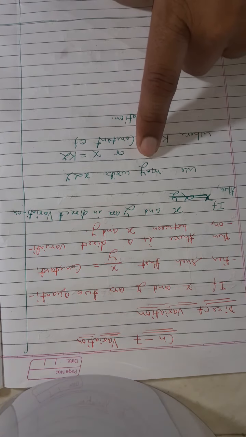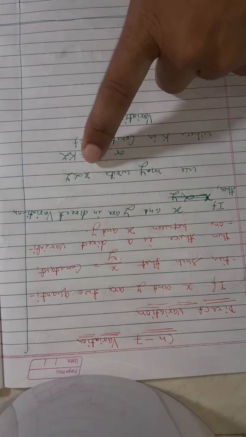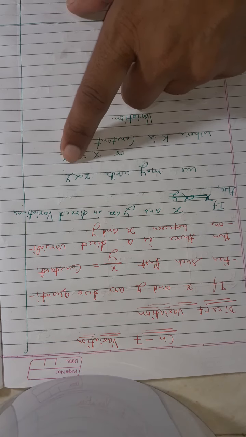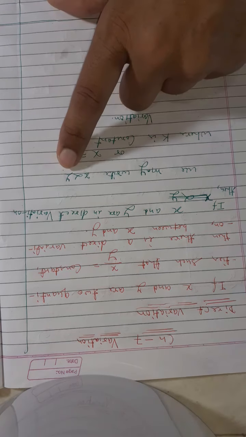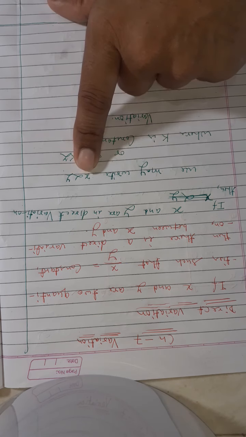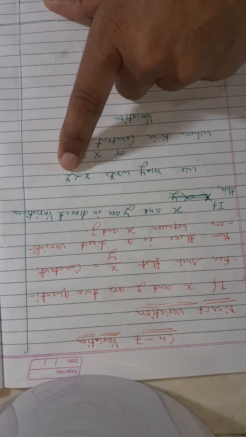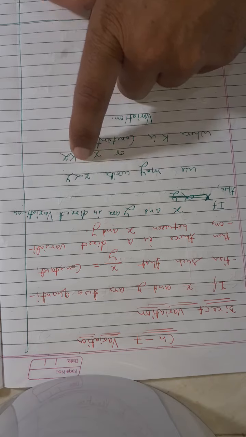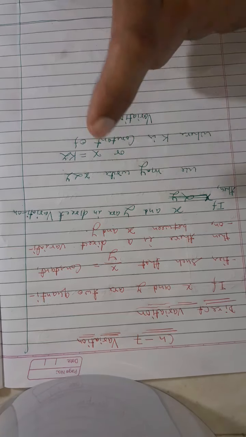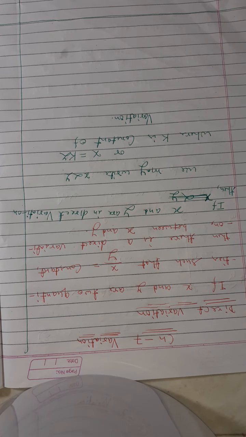So what we say, if x and y are in direct variation, then we may write x proportional to y. What is the meaning of x proportional to y? It means if x is increasing, then y is also increasing. If the value of x is increasing, then the value of y is also increasing. So it is called that x and y both are in direct variation. Direct variation is called direct proportion also.